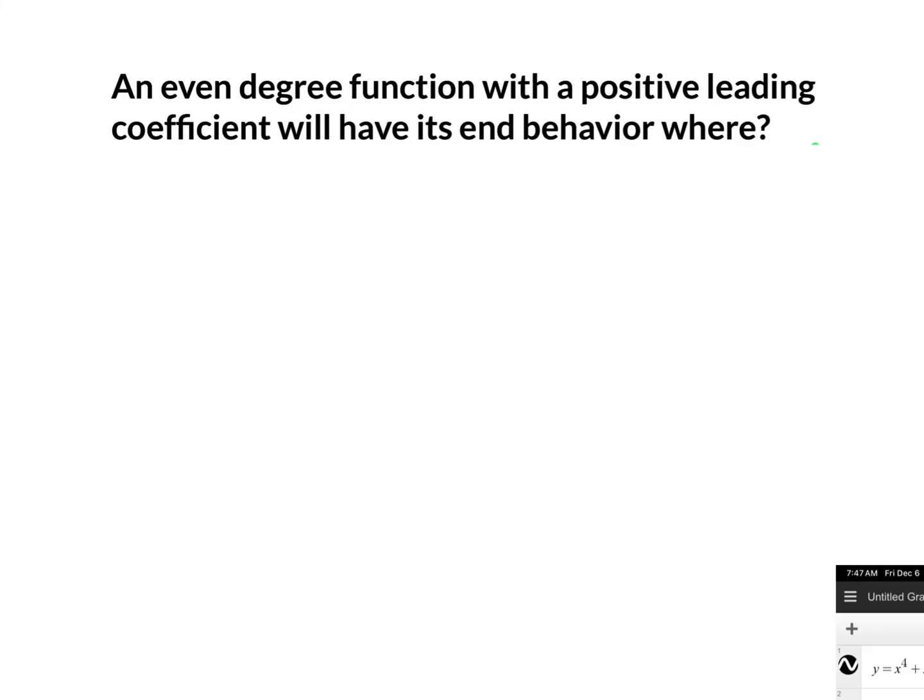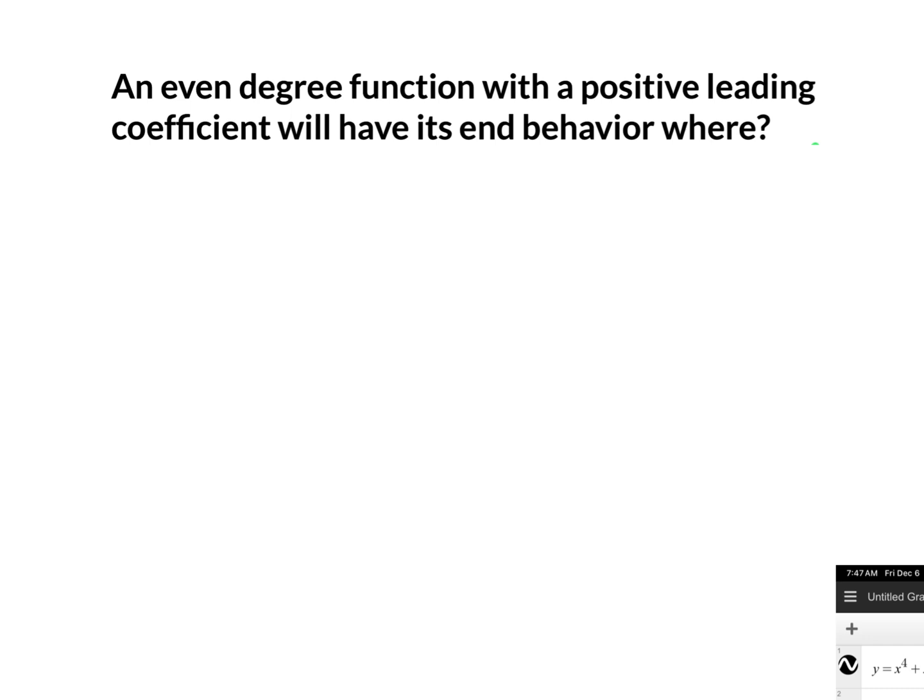I want you to talk to somebody about this, and then I want to ask somebody for the answer right now. An even degree function with a positive leading coefficient will have its end behaviors where? Talk to somebody, and then I'll ask. Go for it. Any volunteers? Me. Where does it end up? Okay, you lifted your arms up. Yeah, that's good. It ends up in quadrant 1 and quadrant 2.